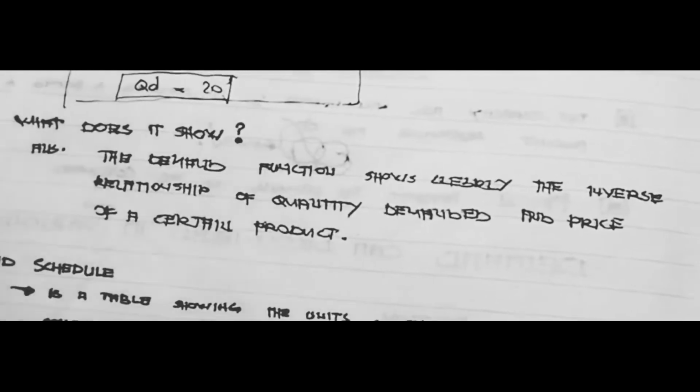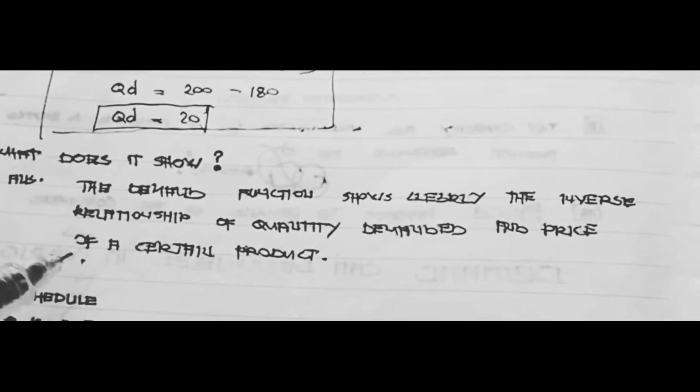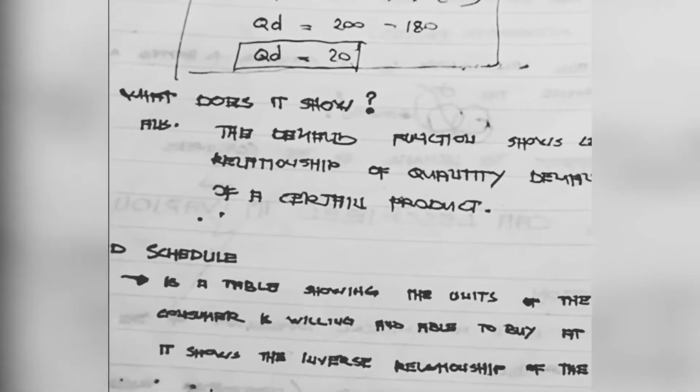So what does it show? The demand function shows clearly the inverse relationship of quantity demanded and price of a certain product. It shows that there is an inverse relationship of the two variables.